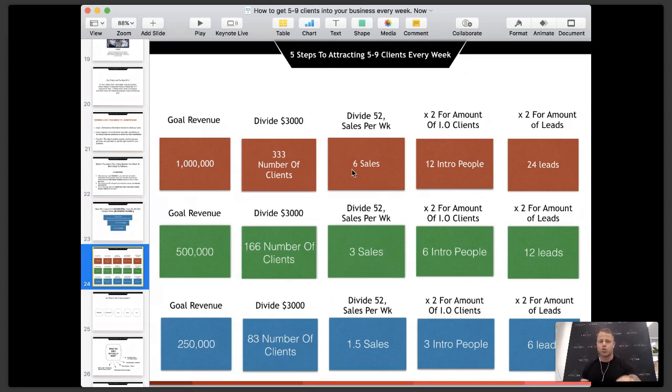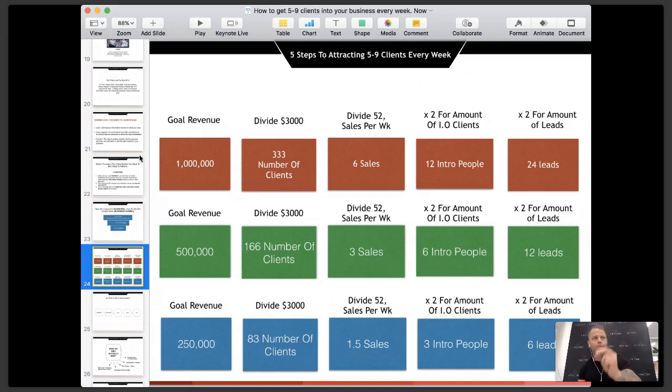So it still reigns true. If you want to make a $1 million business and you're a tradie and it's an average of $3,000 per sale, you need 24 leads a week. You sell 25% of those, and you're going to make a $1 million business. So whether it be here 50%, 50%, or here 25% straight into your core offer, it still reigns true. So this is how easy it is to make your $1 million business.